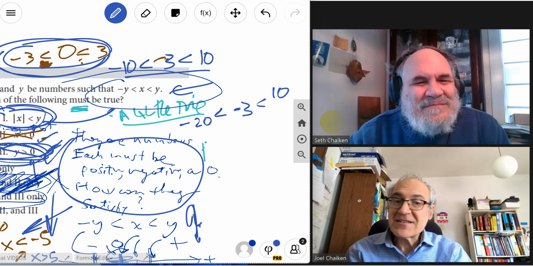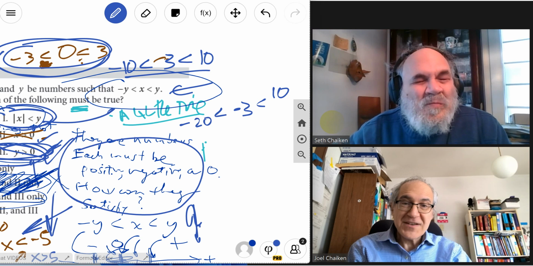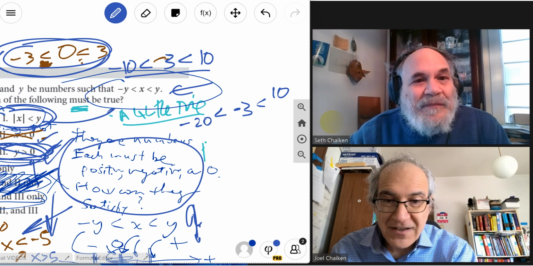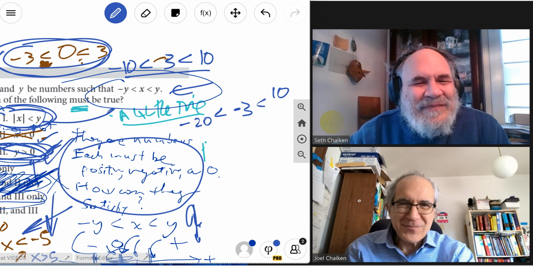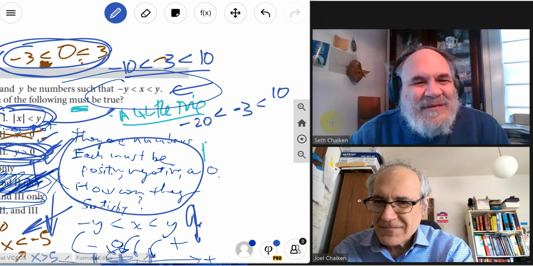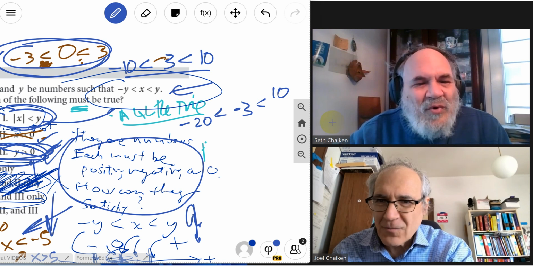But did we test when x is negative and y is negative? Let's test that one. When x is negative, y is negative? Of course. No, y can't be negative. Y could be negative. Here's the origin.